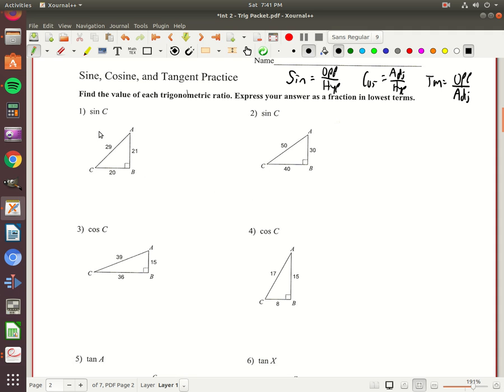So it wants to know, what is the sine of C? Well, angle C is right here, and sine is opposite over hypotenuse. So its opposite is 21, right? So the sine is the opposite over the hypotenuse. I'm sorry, the opposite is 21, and the hypotenuse is 29. That is going to be the sine of C.